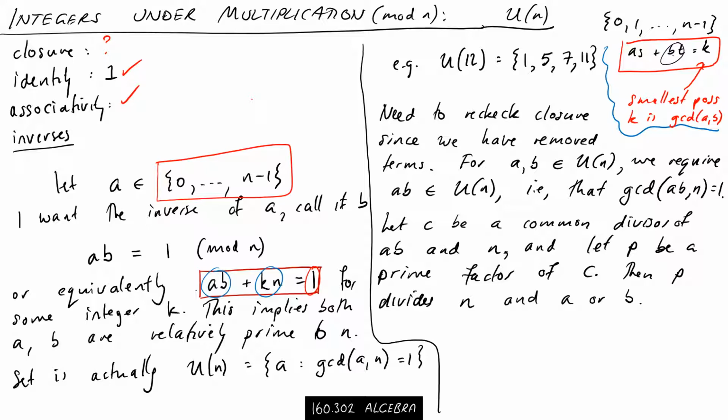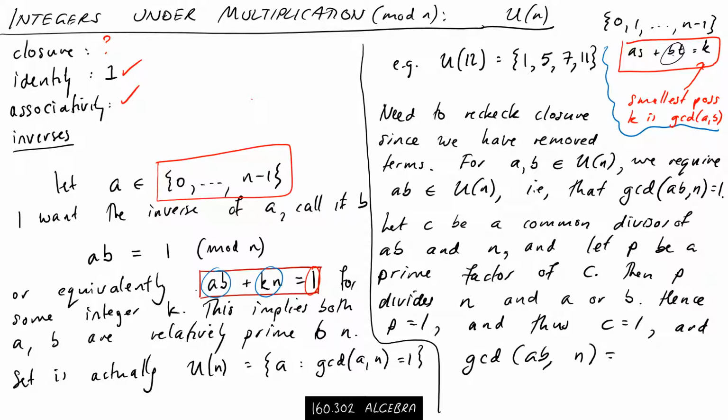But we know that n and a have no common factors other than 1, likewise n and b. So actually that means that p is equal to 1, which means the only prime factors that c can have are just 1. Therefore c must be 1 also. Let's write that before we jump to our final conclusion. And thus c equals 1, and therefore the GCD of ab and n equals 1. And finally, that means that ab is a member of U of n.